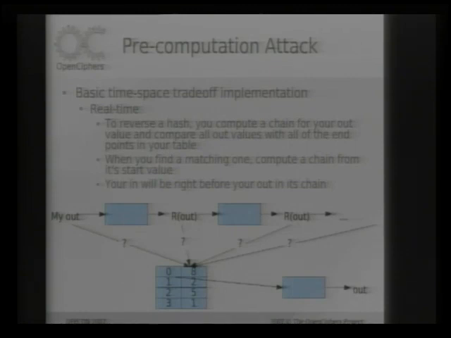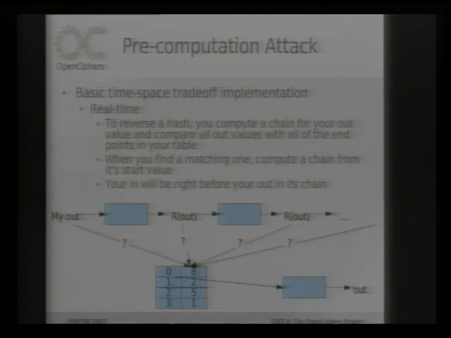And then when you actually want to do the real-time attack, you basically create a chain from whatever output you have. So like if you have an actual value that's inside the chain somewhere, then you can just start creating chains ahead of that at varying lengths, and then eventually you're going to find an endpoint. And so for every single output that you have, you compare it with your huge table of endpoints, and eventually you'll find the right endpoint.